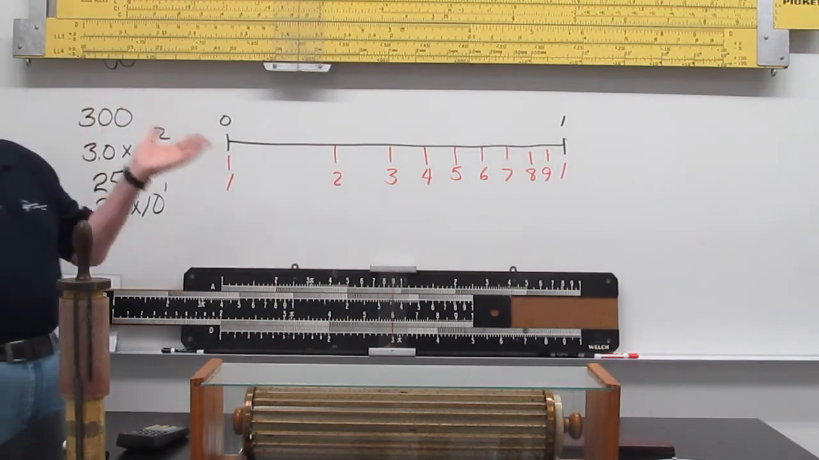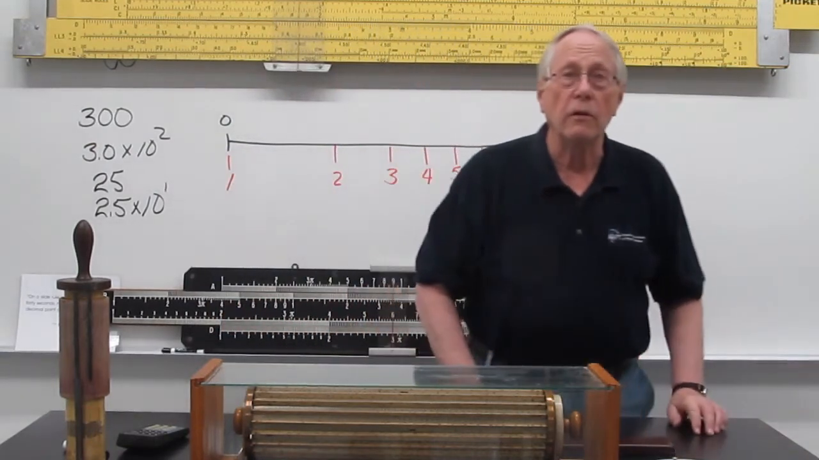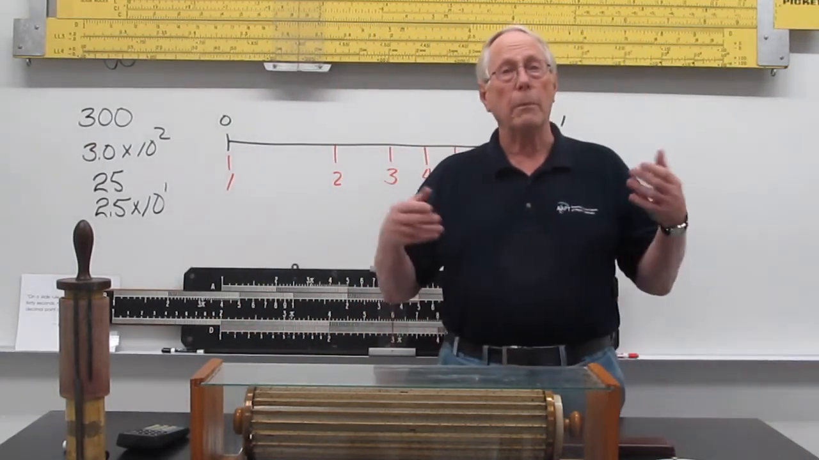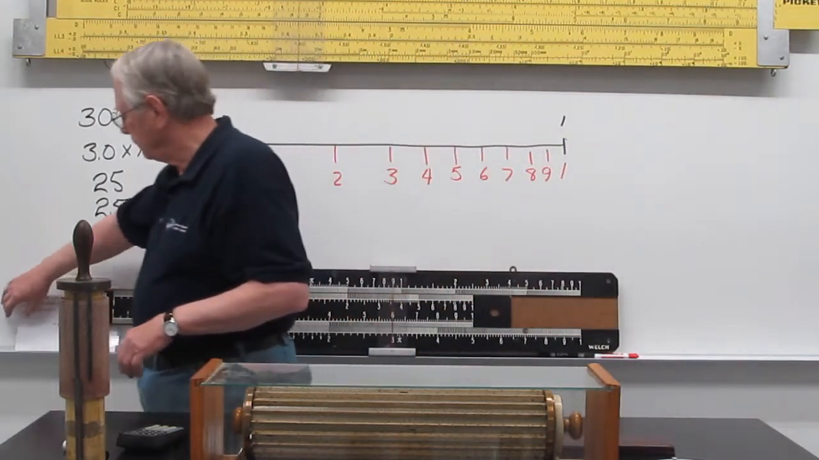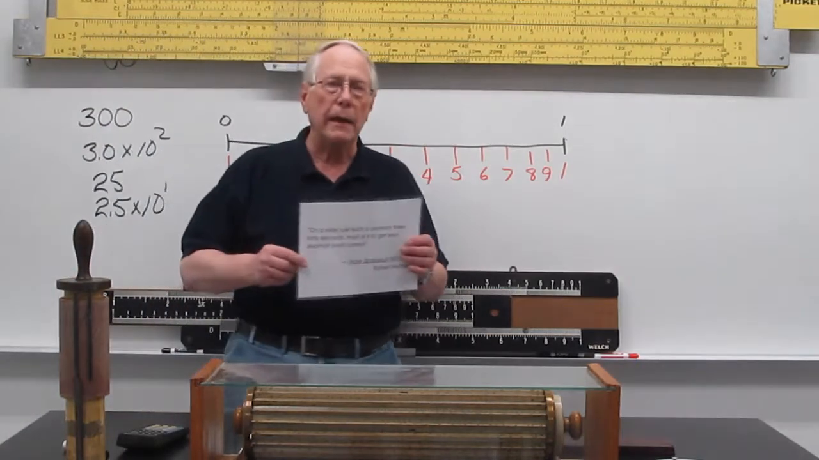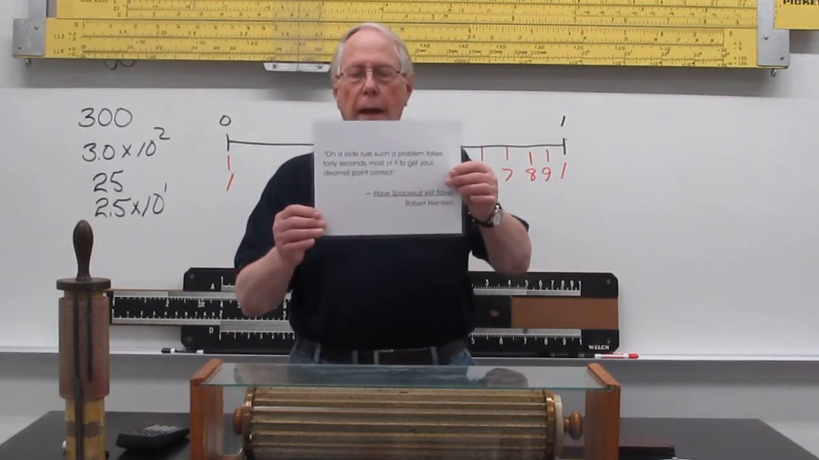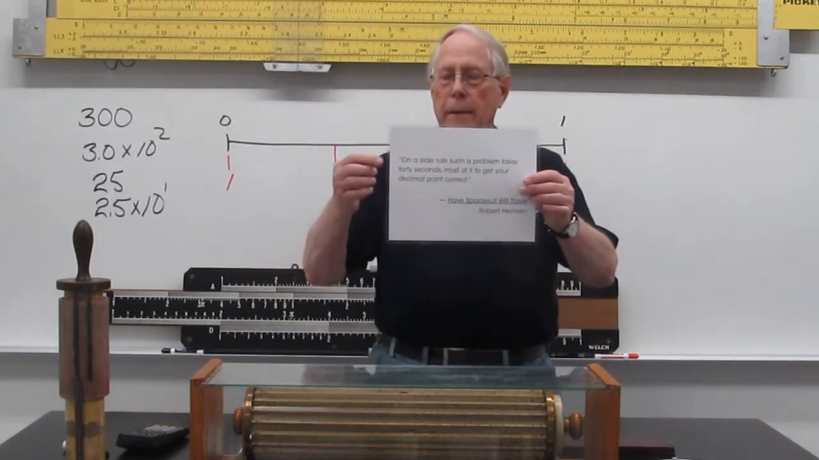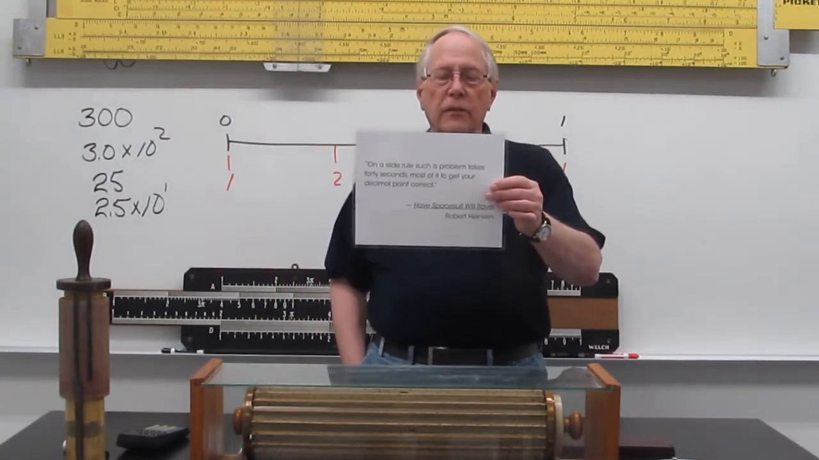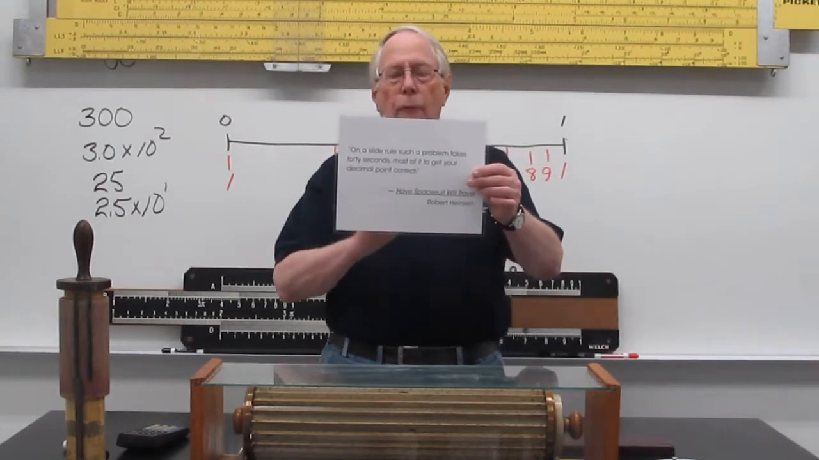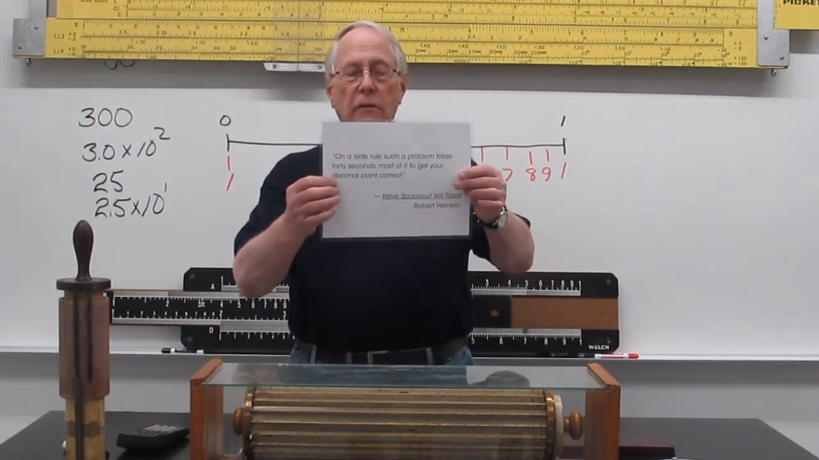Oh, now we still got to worry about that decimal point. Most of us know that 5 times 6 is not going to be 3, it's going to have to be 30. We have to keep track of that decimal point. That even made it into literature. In Have Space Suit, Will Travel by Robert Heinlein, the hero, Kip, said, on a slide rule, such a problem takes about 40 seconds. Most of it to get your decimal point correct.